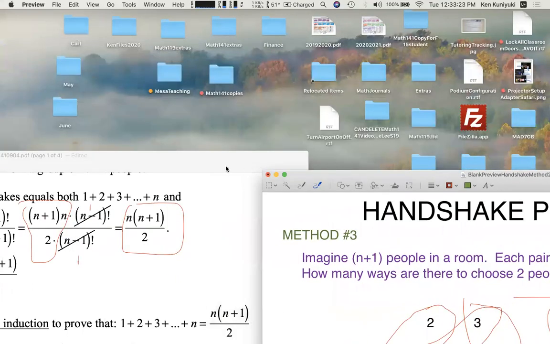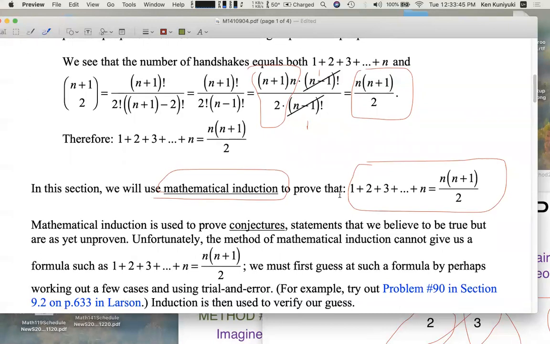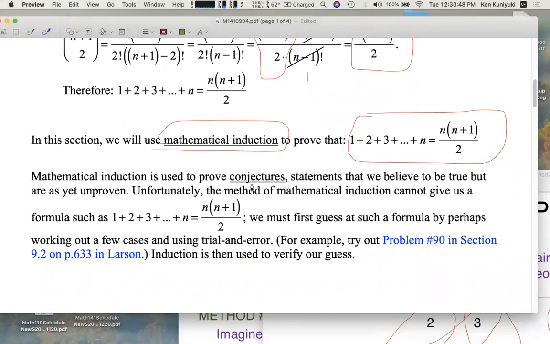In any case, my claim, my conjecture, is that this is true for all positive integers n. The sum of the first n positive integers, 1 plus 2 plus 3 plus and so on plus n, equals the fraction n times the quantity n plus 1 all over 2. And we're going to use mathematical induction as a means of proving this conjecture, this guess. Mathematical induction is used to prove conjectures, statements that we believe to be true but are as yet unproven, even though you may have been convinced by my arguments.